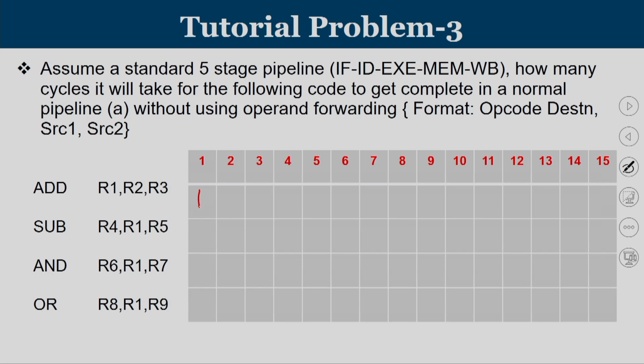It is going to perform fetching on clock cycle 1: fetch, decode, execute, mem and write back. There is no operand forwarding, so you have to wait for the result. Second one, there is a RAW dependency. You can see that this is R1, this is also R1. So, you are not going to perform the decoding because there is no operand forwarding. So, decoding can be done only here.